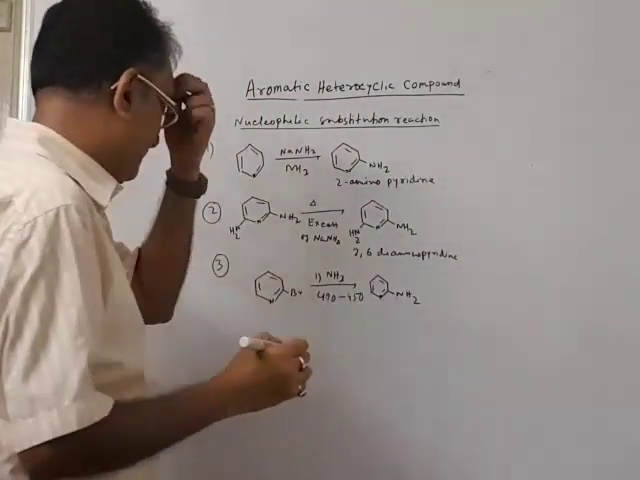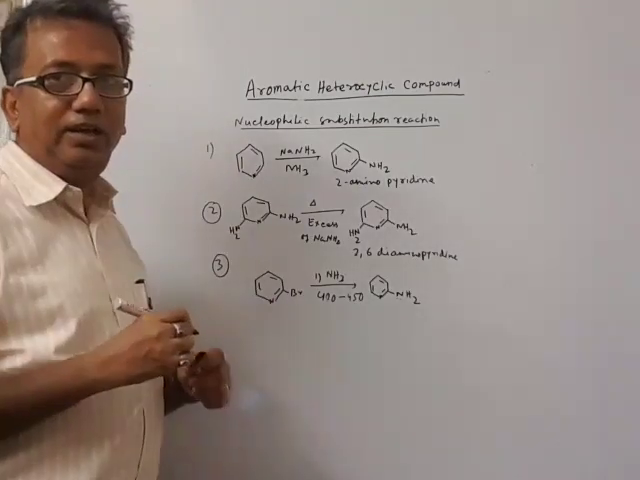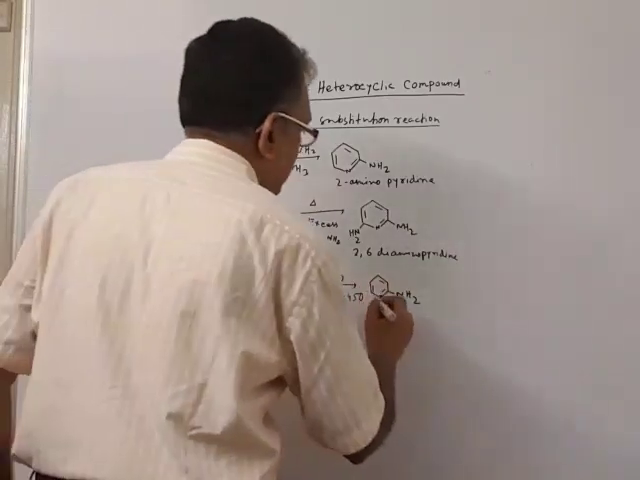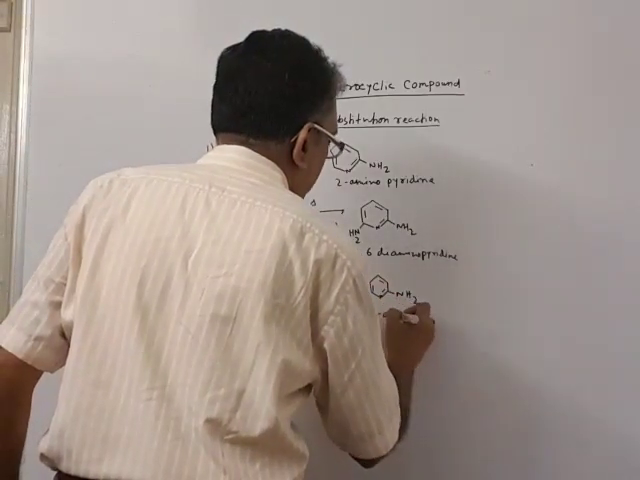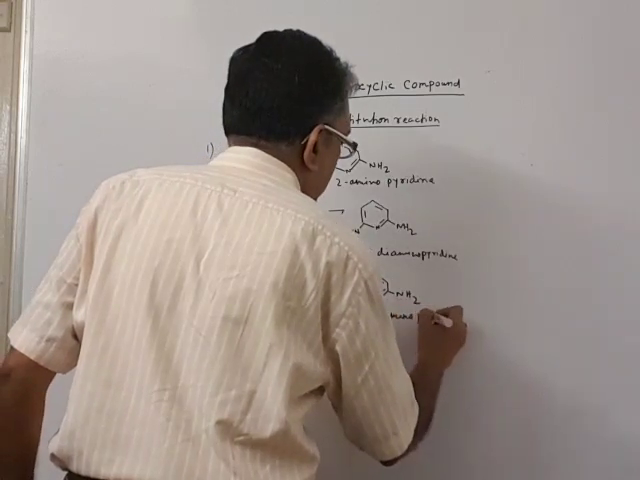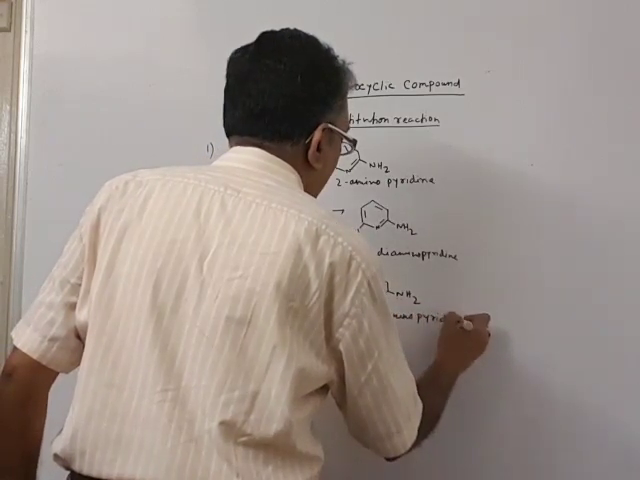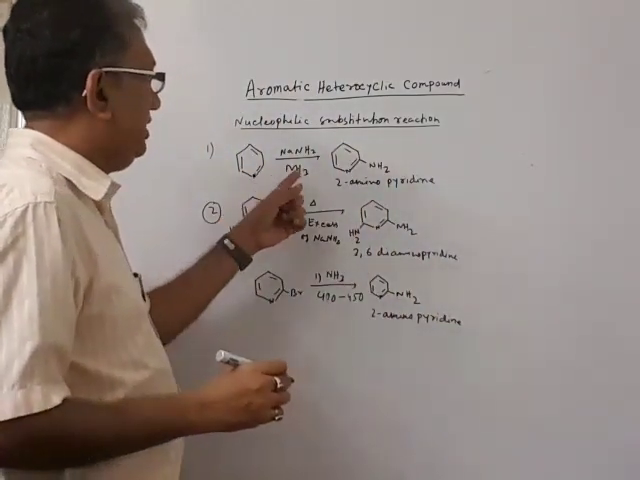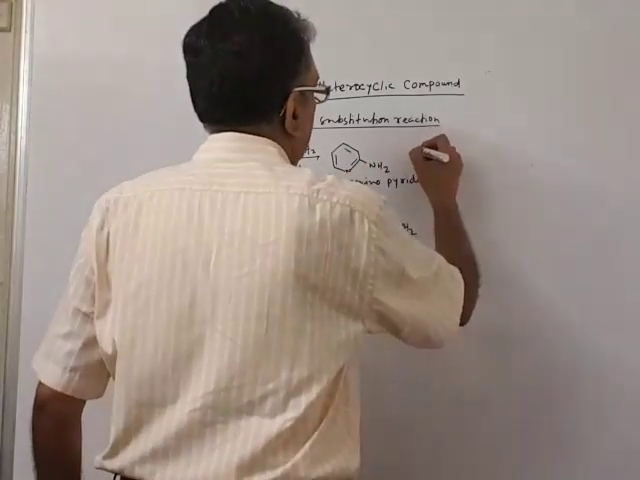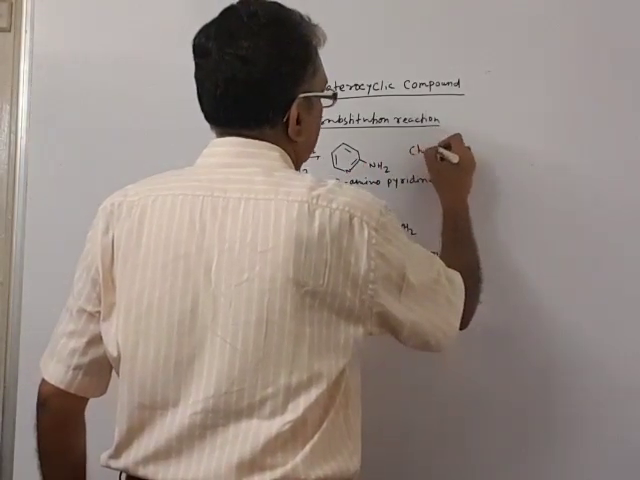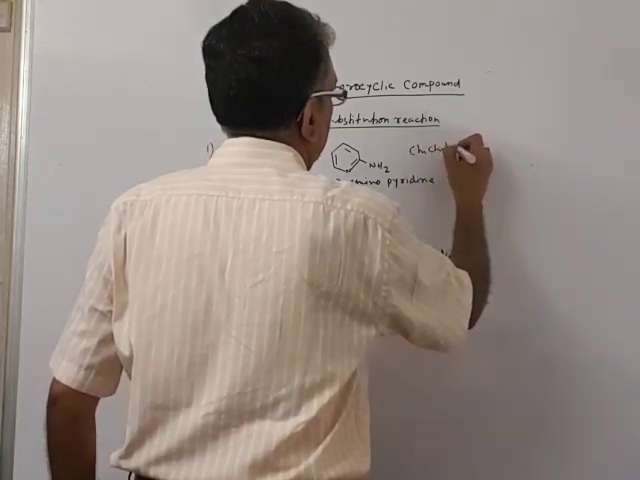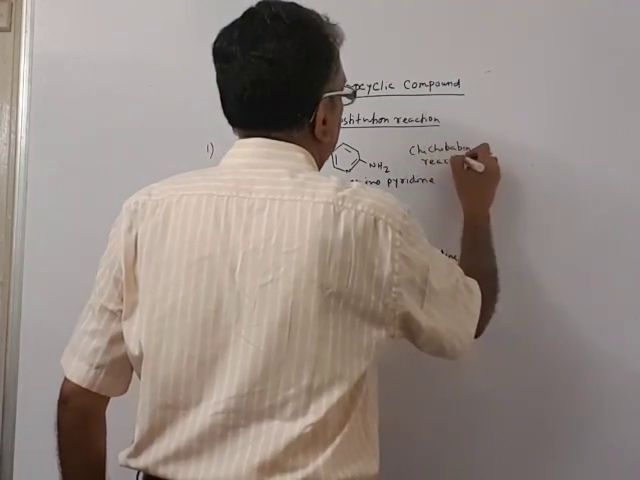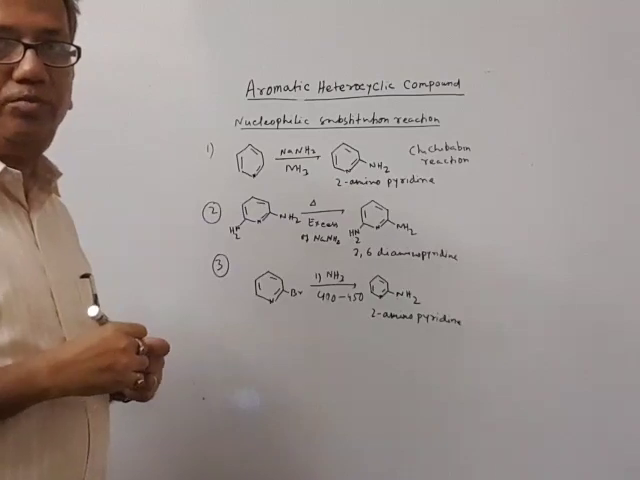All these 3 reactions are initiated by the nucleophile. So this is the nucleophilic substitution reaction. This is 2-amino pyridine. And this reaction with sodium amide in presence of ammonia is also known as the Chichibabin reaction. This is called the Chichibabin reaction.